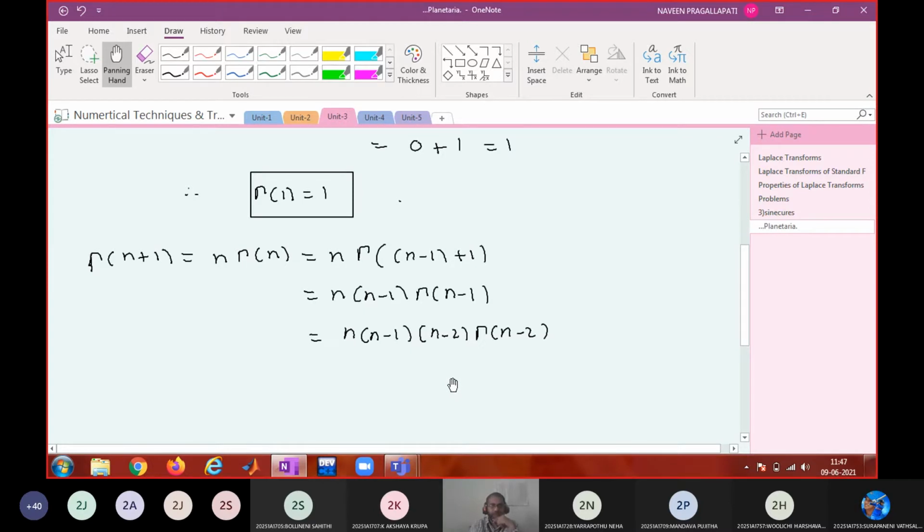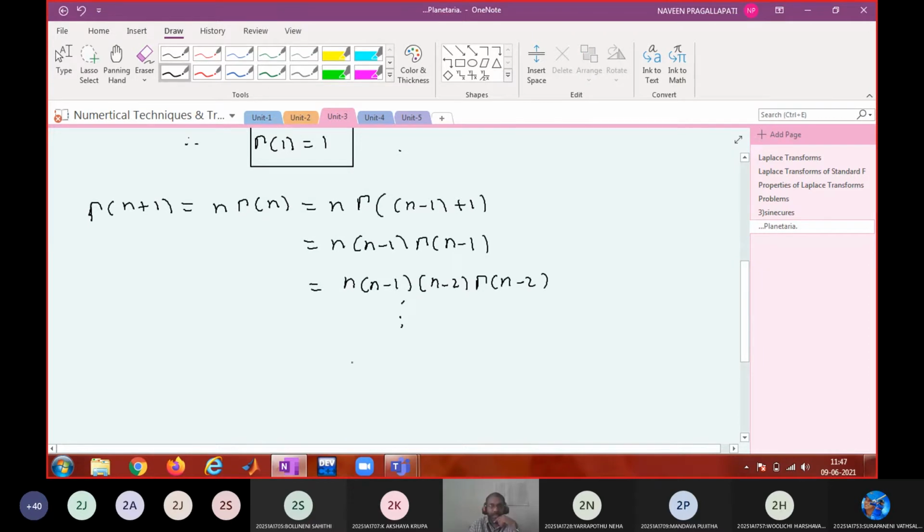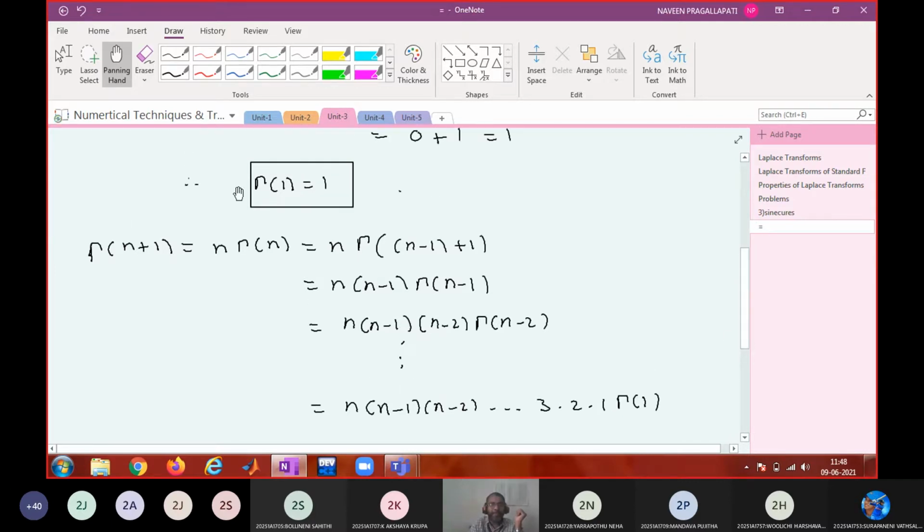Yes, sir. So after finitely many steps, where will we be obtaining? The n values are gradually decreasing. So n into n minus 1 into n minus 2 into and so on, 3 into 2 into 1 into gamma of 1. Okay, n into gamma of n, n minus 1 into gamma of n minus 1, n minus 2 into gamma of n minus 2, so 1 into gamma of 1. But what is gamma of 1? 1.